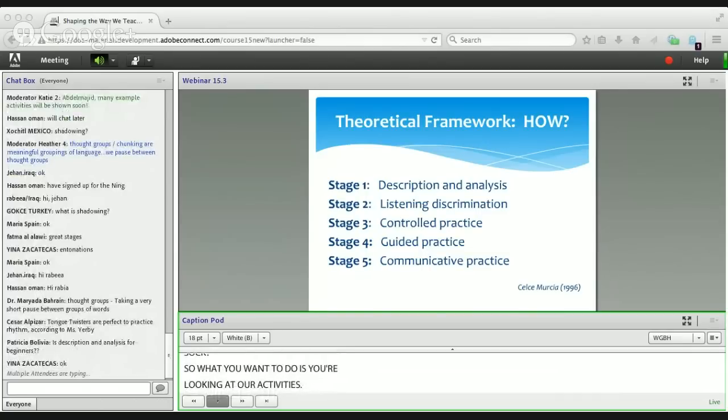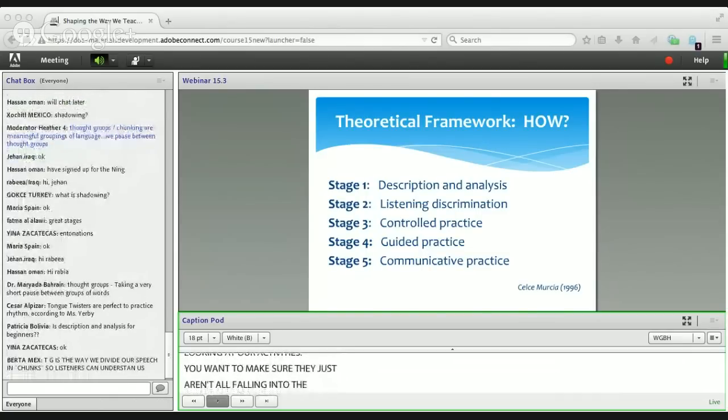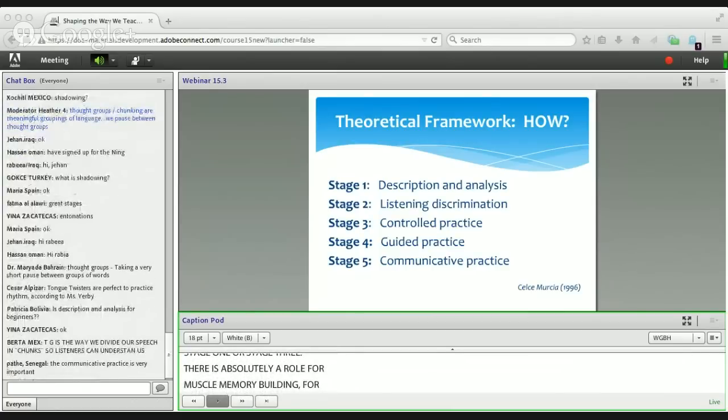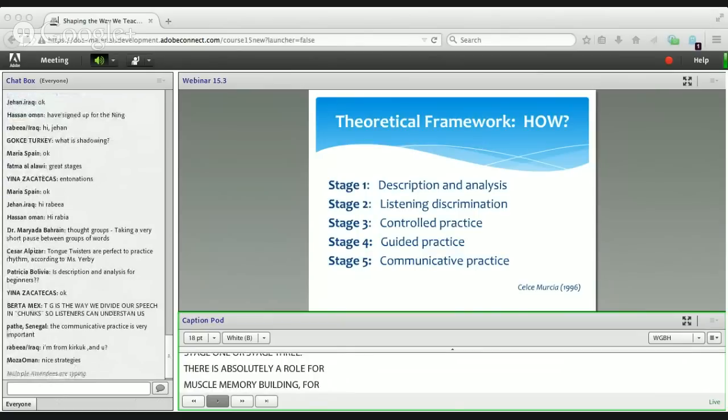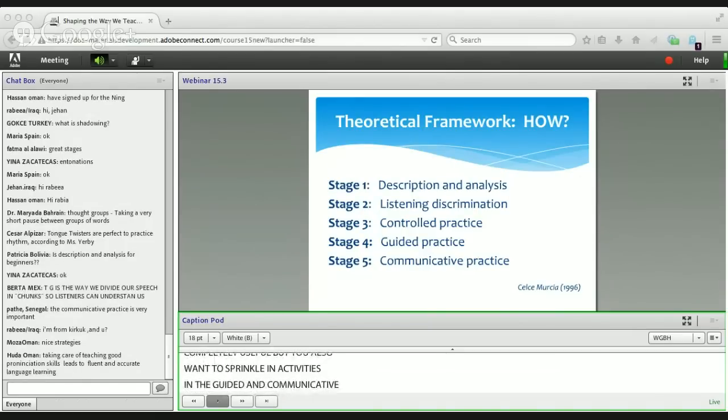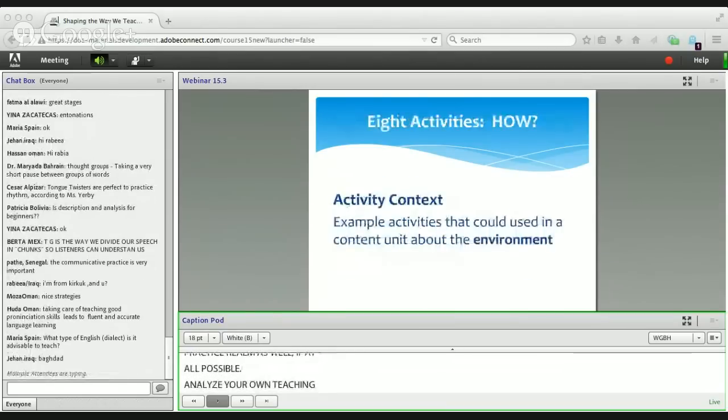There is absolutely a role for muscle memory building, for drill and repetition, choral repetition. That is utterly, completely useful. But you want to try also to make sure that you sprinkle in some activities that are in the guided and communicative practice realm as well, if at all possible. So analyze your own teaching practices and think about where gaps might exist in your teaching. All right, so let's move on.